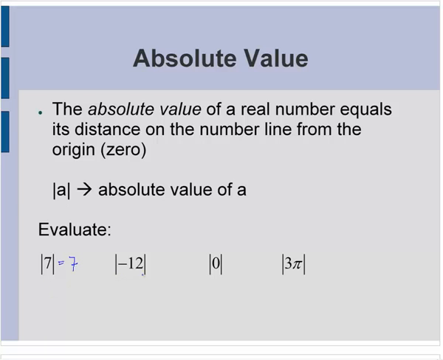7 is 7 units from 0. The absolute value of negative 12. Negative 12 is 12 units from 0. The absolute value of 0. Well, 0 is 0 units from 0. And the absolute value of 3 pi is 3 pi. Whatever that number is, that's the distance it is from 0.